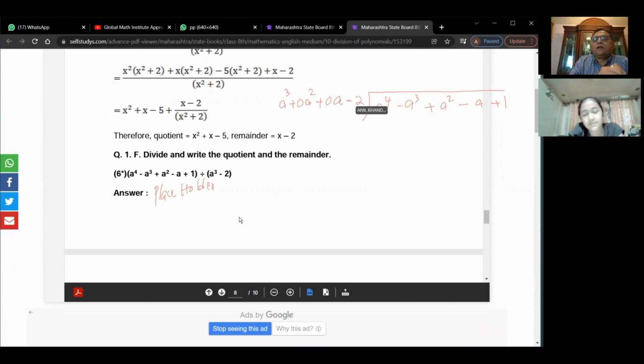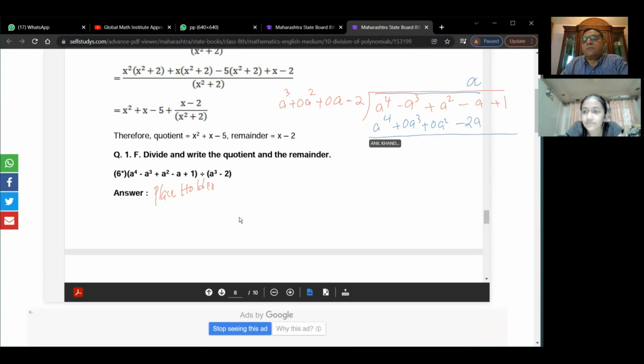Yes. Now let's divide. How many times will A cube go into A to the power of 4? We have to take 4 terms, right? So we'll write A here. We are taking 4 terms since we have 4 terms in the divisor. Now let's multiply and write down. We get A to the power of 4 plus 0A cube plus 0A square minus 2A, correct?